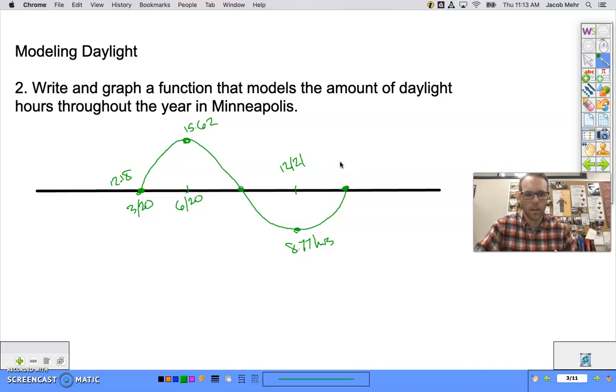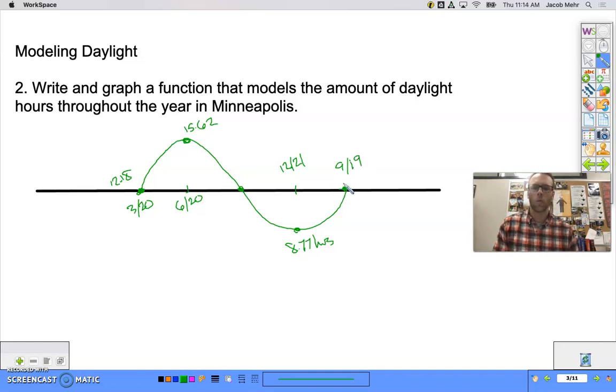So that would be 9. Did I say 18th or did I say 19th? I think I said 19th. Yeah. Okay. So we're back to that 12.18. Okay, so we got our graph set up. Now we need to write the function here.